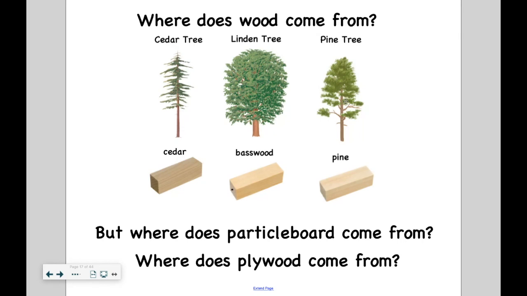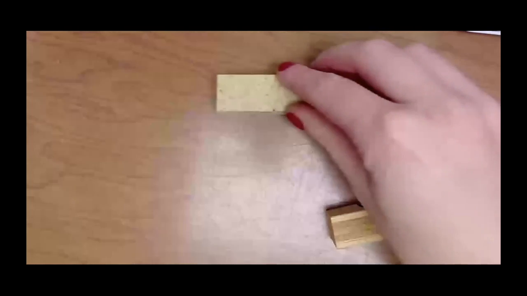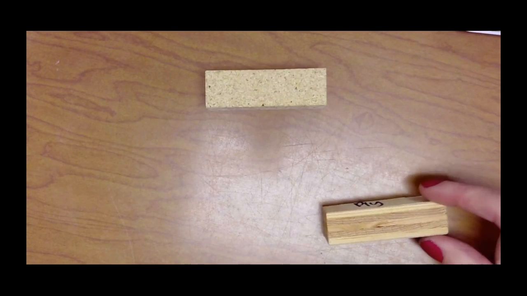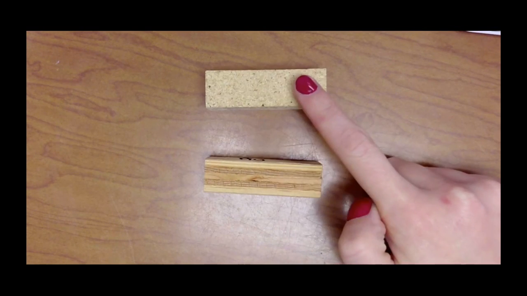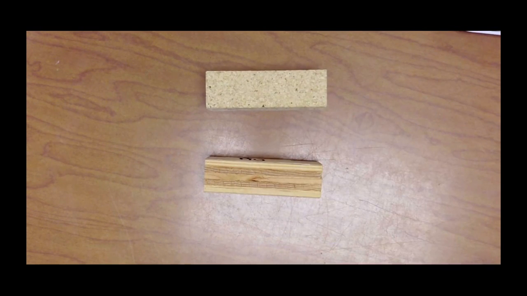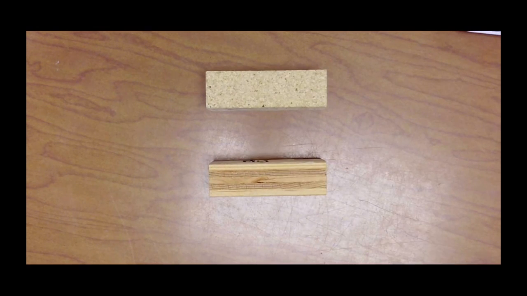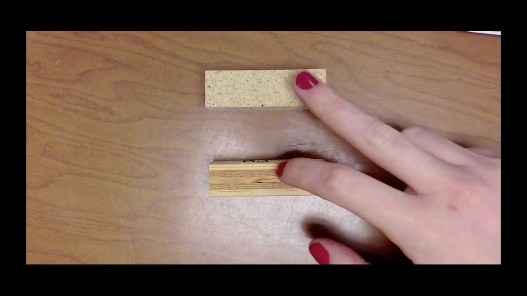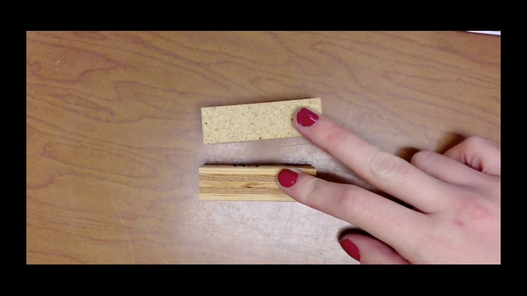But what about our other two wood samples? Remember, we also have our particle board sample and our plywood sample. But have you ever heard of a particle board tree? No, me neither. Have you ever heard of a plywood tree? No, me neither. These two types of wood are actually made by people and in factories.